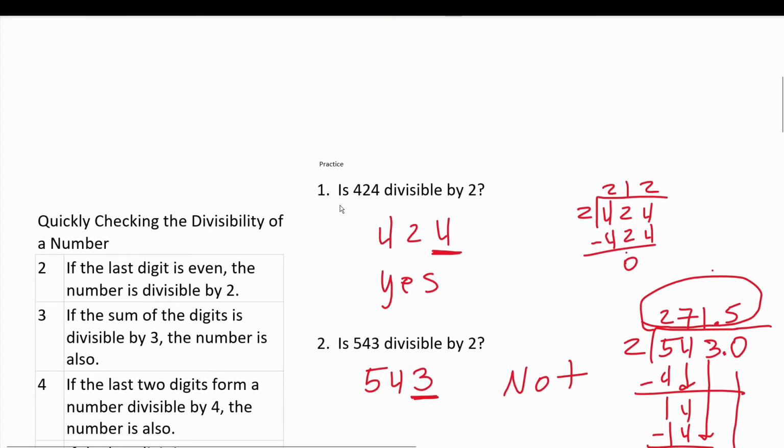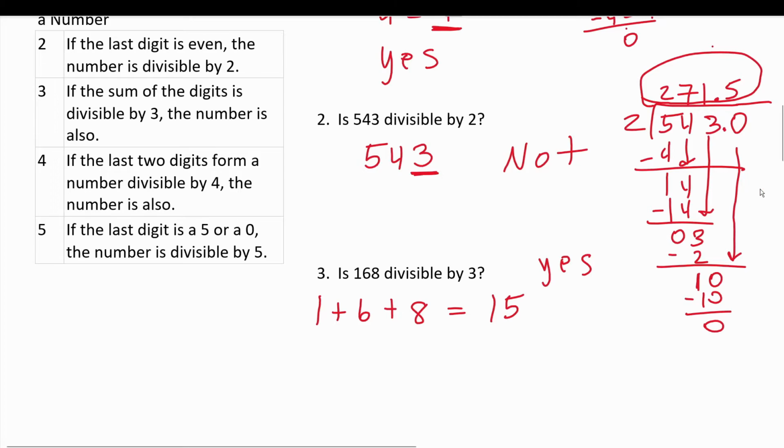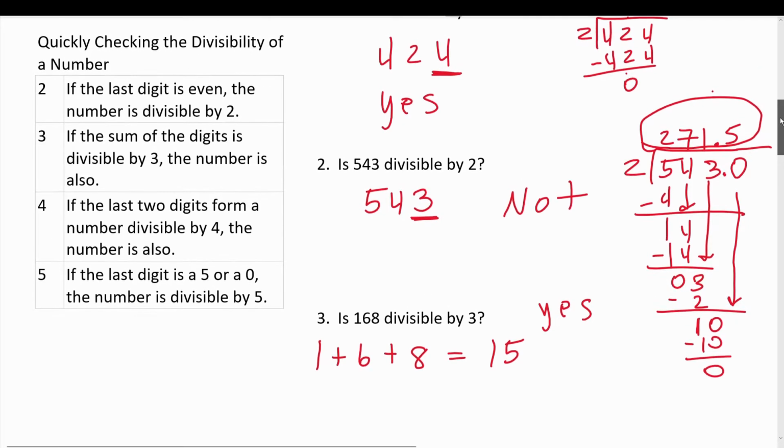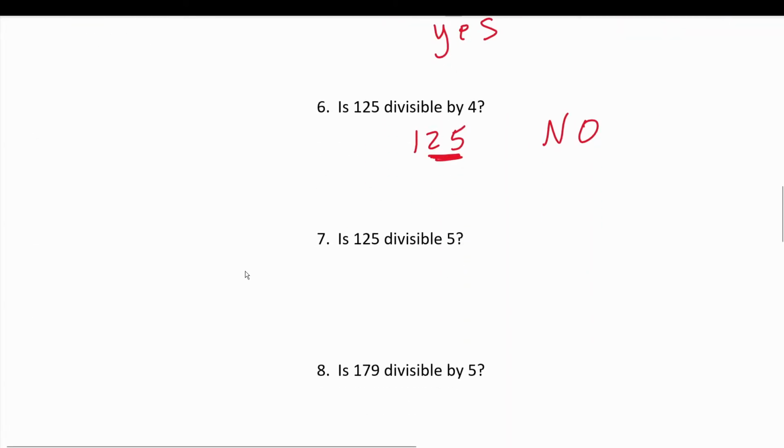All right, and let's look at our final check of divisibility. We can see that it says if the last digit is 5 or 0, the number is divisible by 5. So in other words, we can quickly check to see if a number is divisible by 5. Is 125 divisible by 5? Well, according to that rule of divisibility, if the last digit of the number is 0 or 5, then it's going to be divisible by 5. In 125, the last digit is 5. 5 is divisible by 5, so this one is divisible by 5.